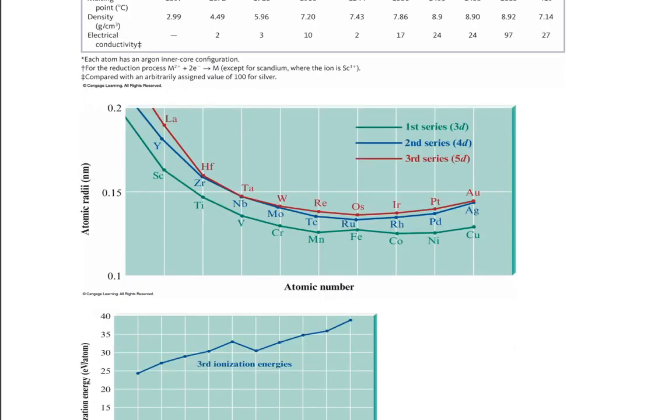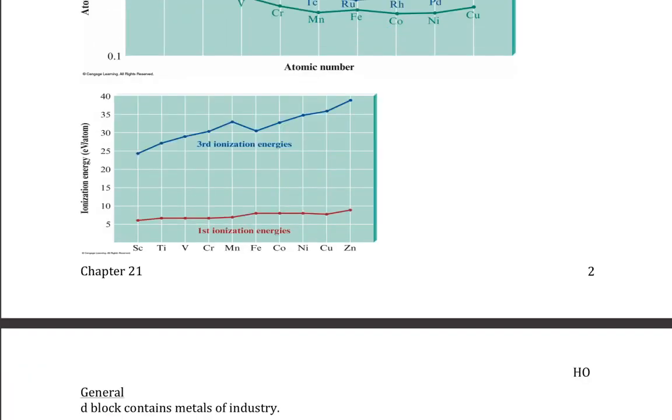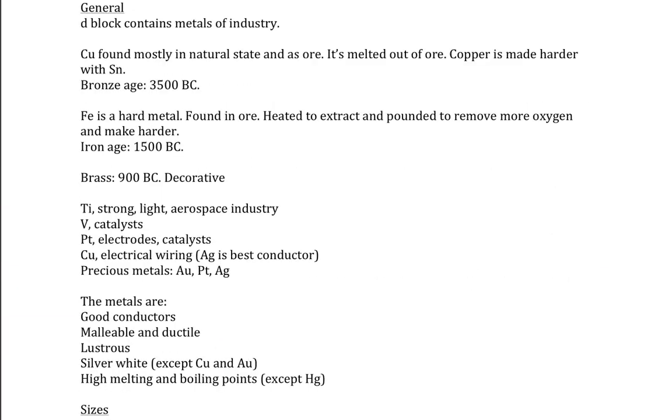Here we see ionization energies. Looking at the first ionization energies, they go up as the size gets smaller. Typical. So some general information. The D block contains most of the metals of industry.